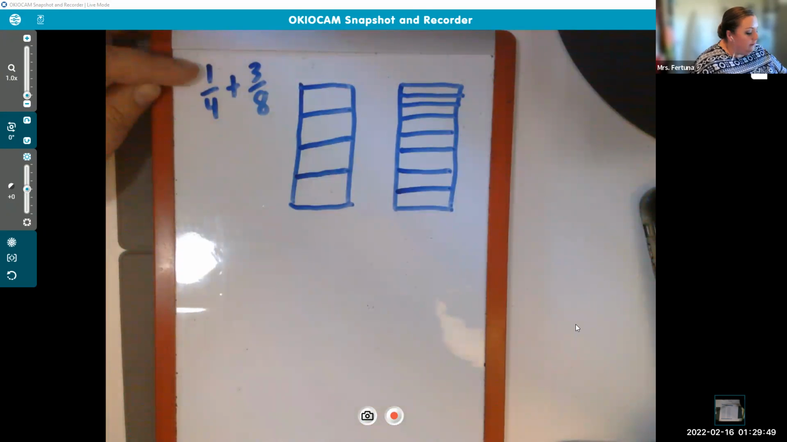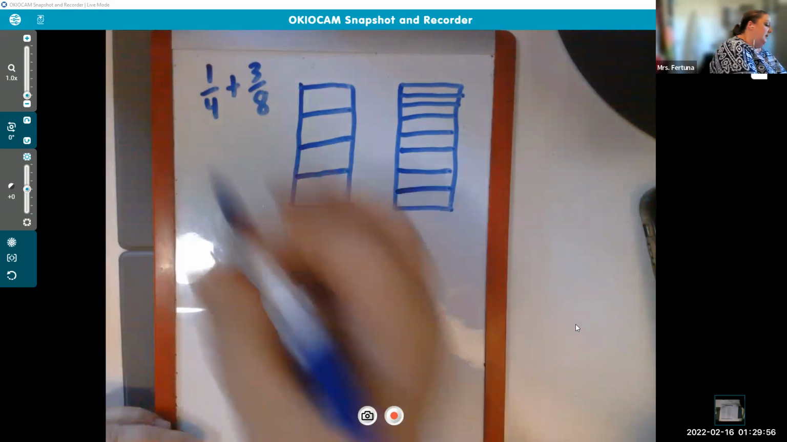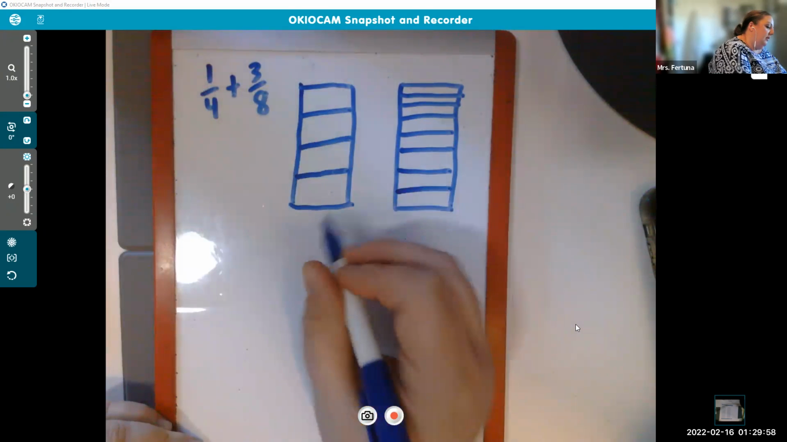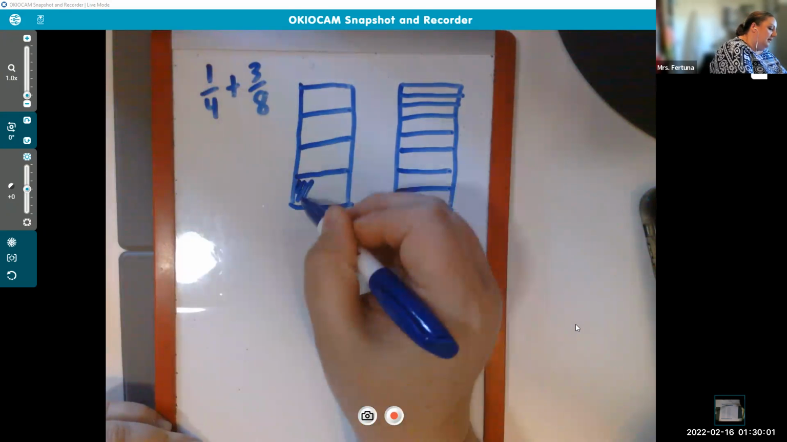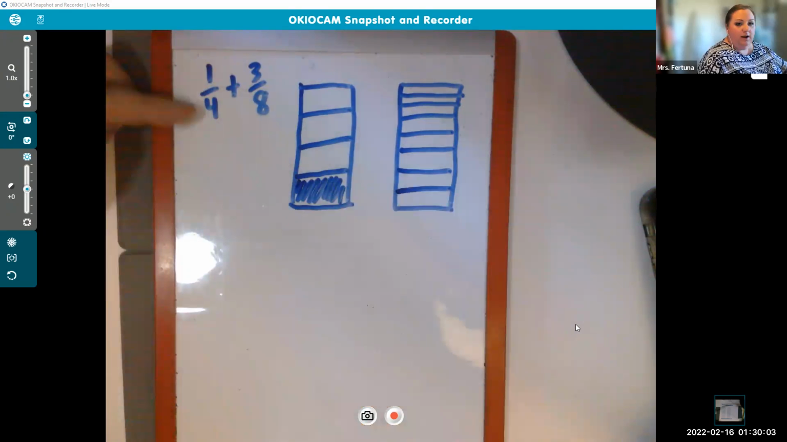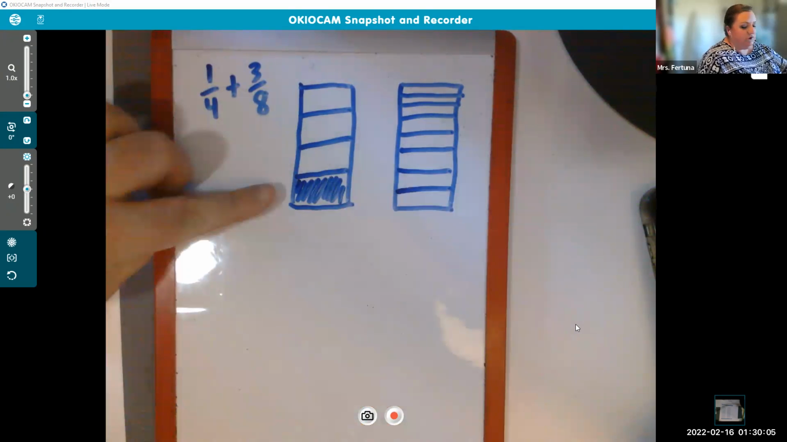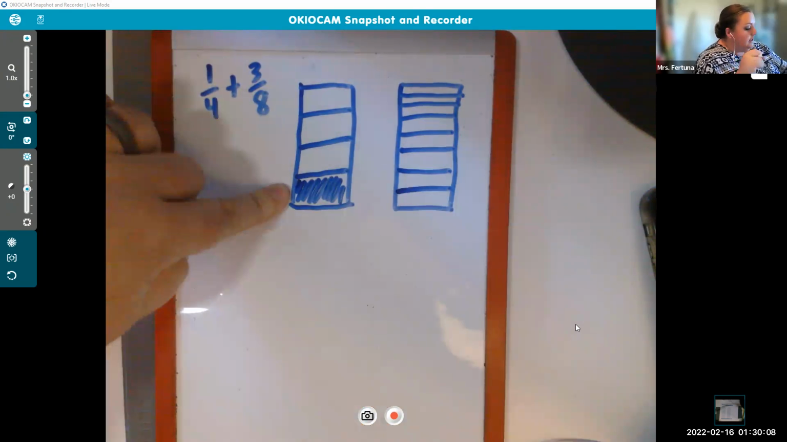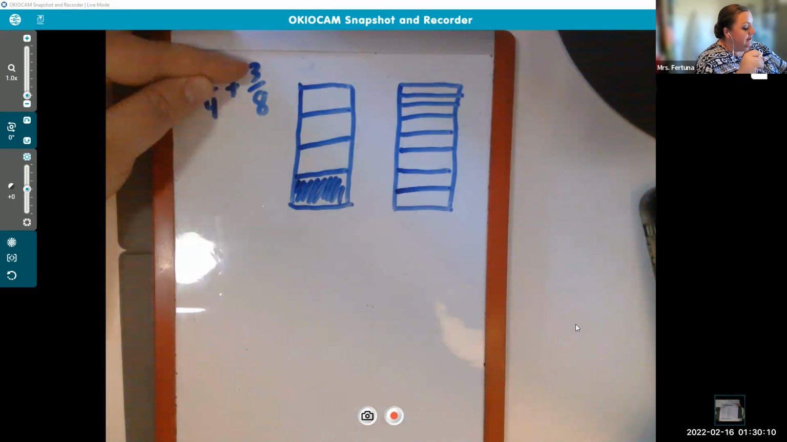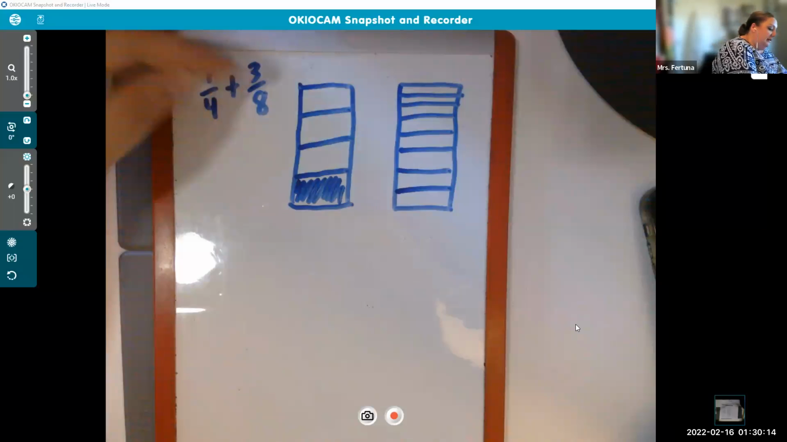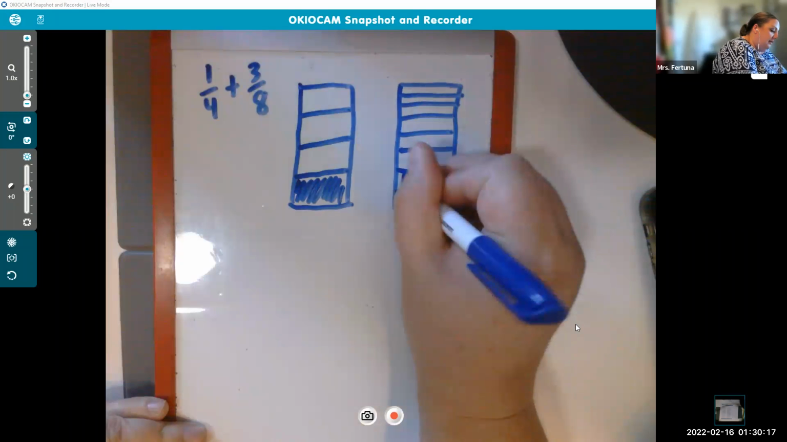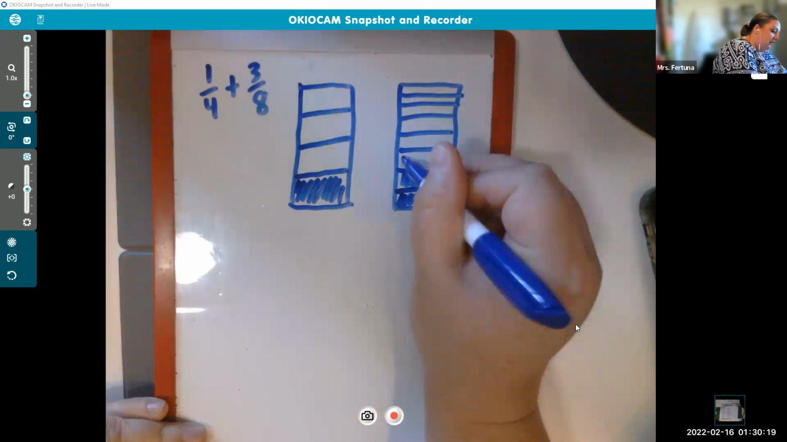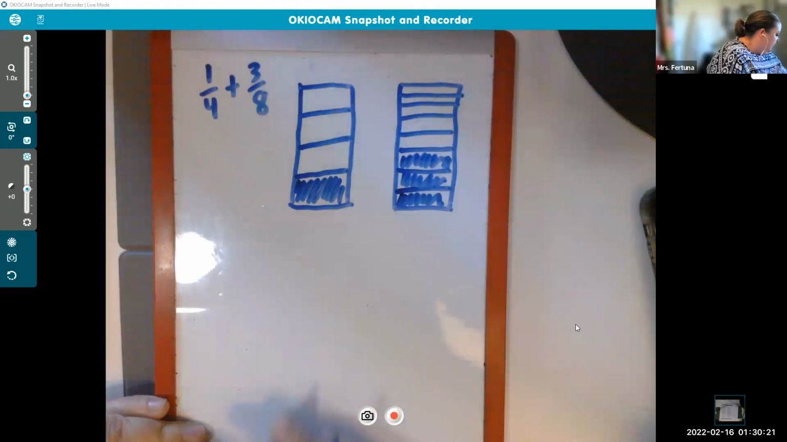So the numerator is going to tell us how many of those pieces you're allowed to eat, for example, or how many of those pieces you're going to shade. So in the 1/4 model, we're going to shade 1 out of the 4 pieces. So we just shaded 1. The second fraction is telling us that we're going to shade 3 out of the 8 pieces. So let's go ahead and do that. 1, 2, and 3.